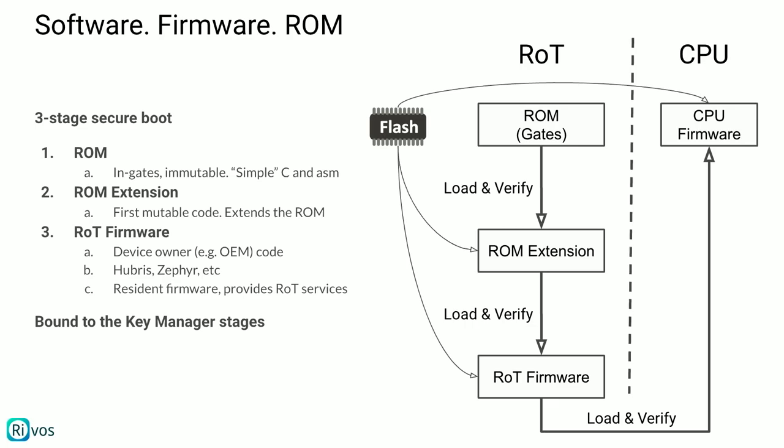It's in Flash in the root of trust, so you don't need to go back to your factory and rebuild a new CPU just because you have a bug in your ROM. And the last one is the actual firmware. It's the resident firmware that's going to run all the root of trust services that I've talked about: platform attestation, manufacturing flows, power on, and so on.